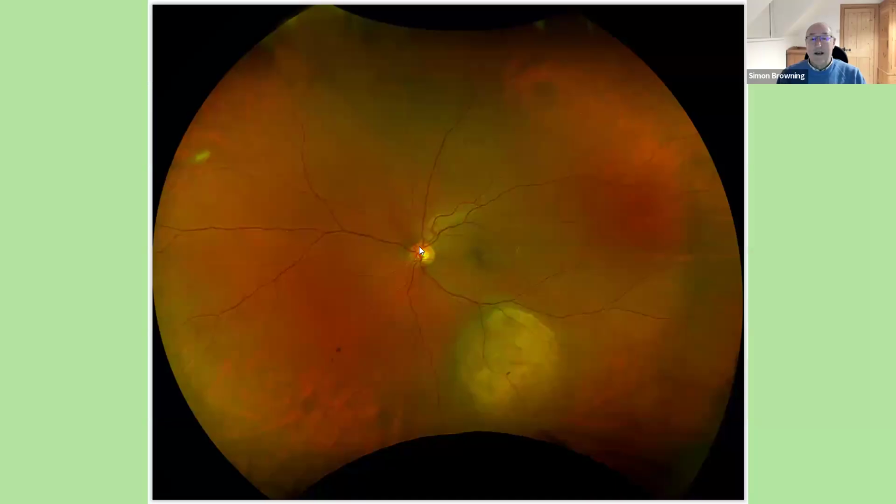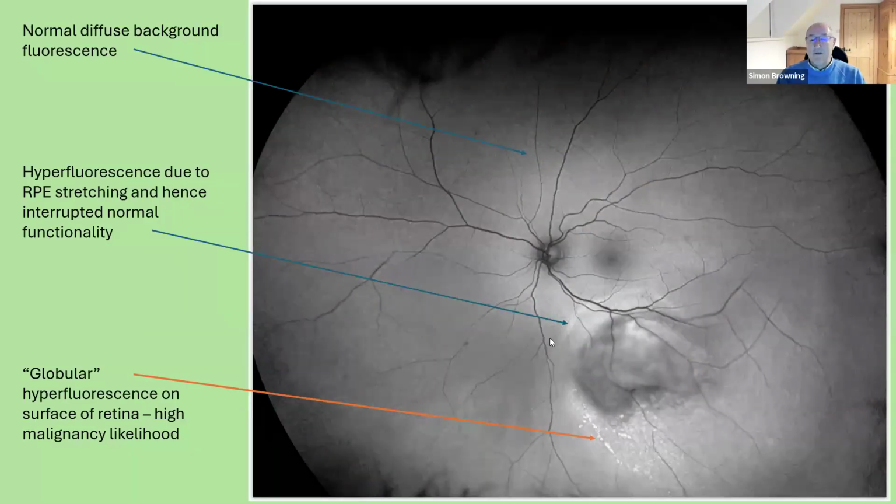This is a more obvious one here. But again, if we look at the autofluorescence, you can see hyperfluorescence here, where the head of the tumour is pushing up. It seems to be stretching the retinal pigment epithelium, which is interrupting normal metabolic function. So you're seeing the hyperfluorescence here, but there is that globular-like appearance of lipofuscin on the surface. A very obvious sign that you've got a melanoma there.